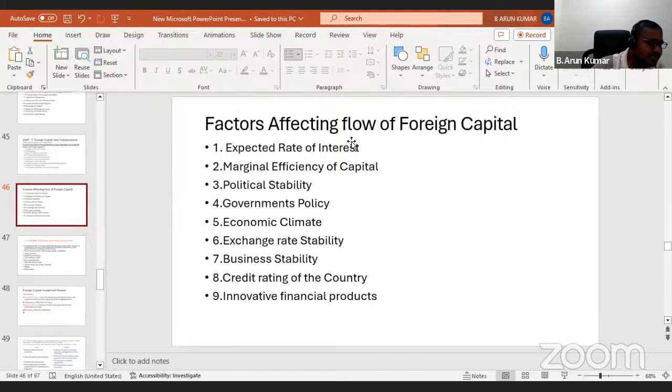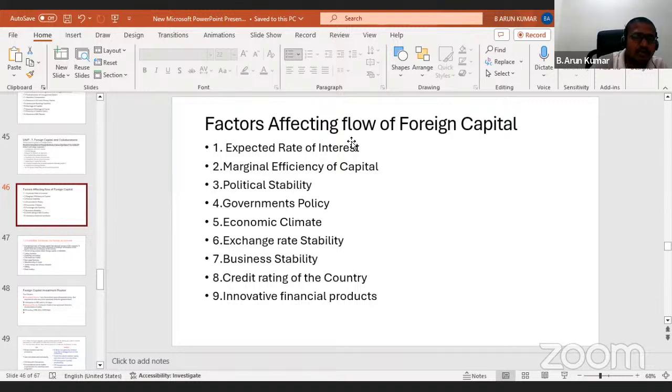Because of that political stability, foreign institutional investors and foreign FDIs are showing more interest in investing in countries with political stability. Then the fourth one is government policy. This is also one of the main important factors to get more foreign capital, that is government policy.